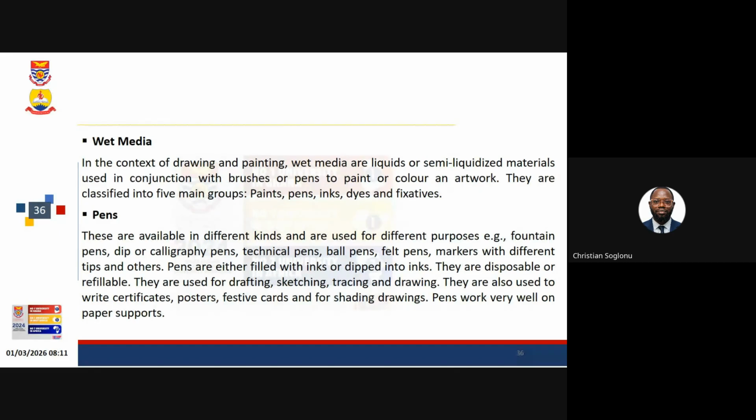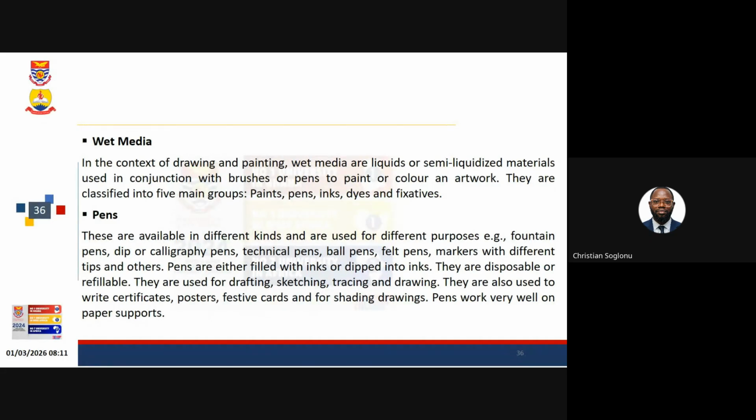So wet media, as I said initially, you need a liquid to mix with the media before you can use it. And you need a brush. If you don't have a brush, you might get what we call a brush that looks like a spraying gun. With that one, you pour the mixture in liquid form in the gun. Then you can also brush or paint with that spraying gun.